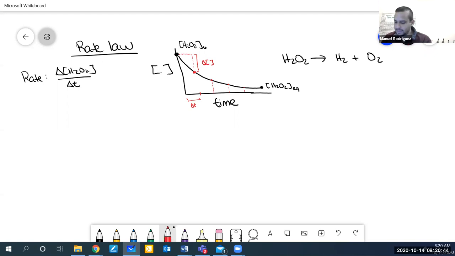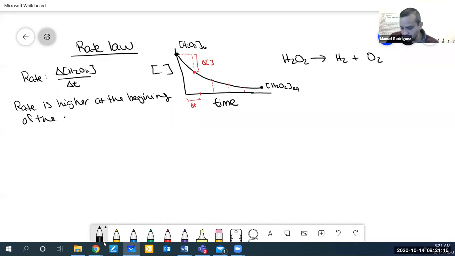If you guys notice, early in the reaction, the rates are high because my changes in concentration are gonna be really big at the beginning of the reaction. And then the changes in concentration keep decreasing. So the rate is higher at the beginning of the reaction. Does that make sense?